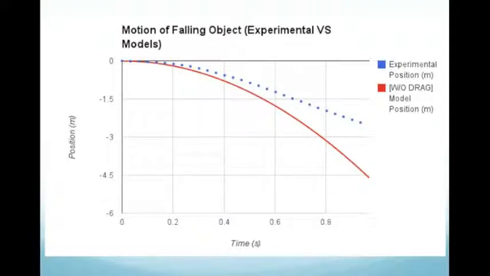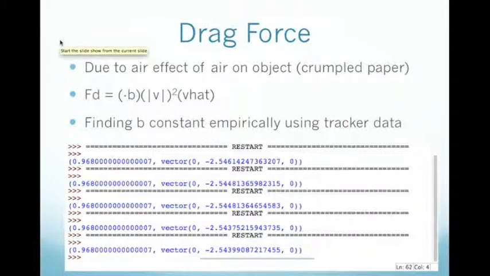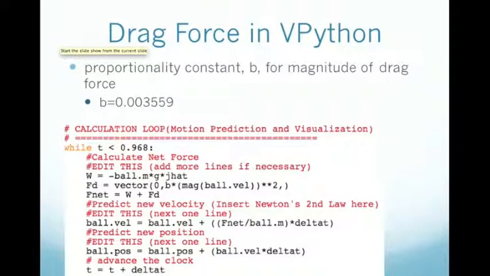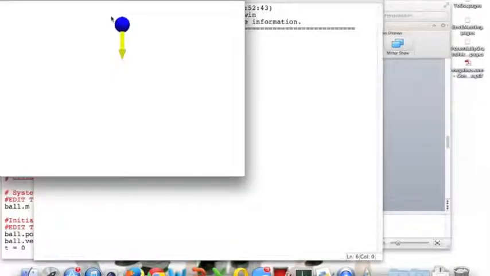The object is also experiencing the interaction we discussed earlier, drag force. This is how we calculate drag force. The constant B was found empirically by using the final position data from Tracker. Here's where all the information for drag force was input into VPython. When we run this model that accounts for both gravity and drag, we see this.